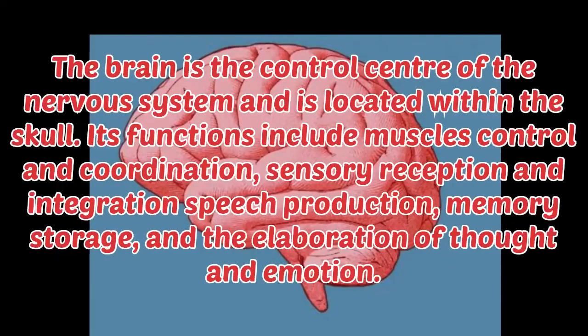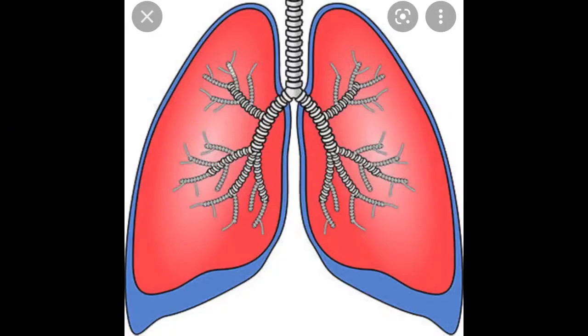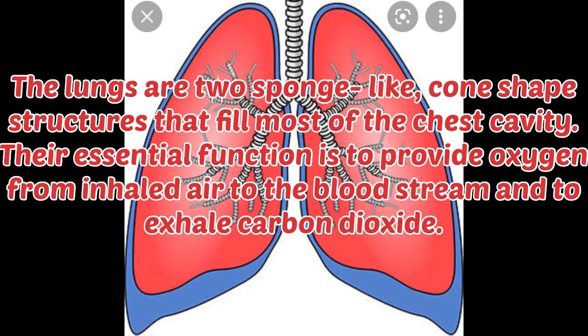The brain is the control center of the nervous system and is located within the skull. Its functions include the muscles control and coordination, sensory reception, integration, speech production, memory storage, and elaboration of thought and emotion. The lungs are two sponge-like cone-shaped structures that fill most of the chest cavity. Their essential functions is to provide oxygen from inhaled air to the bloodstream and to exhale carbon dioxide.